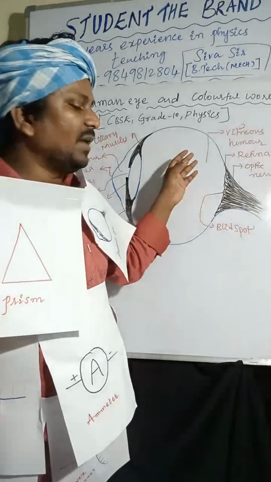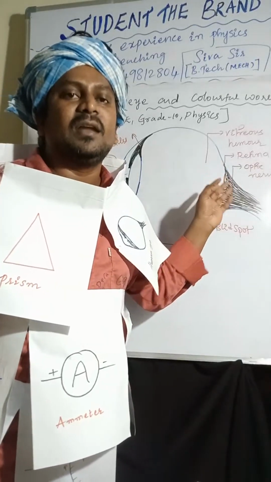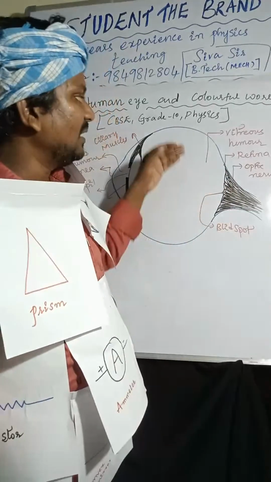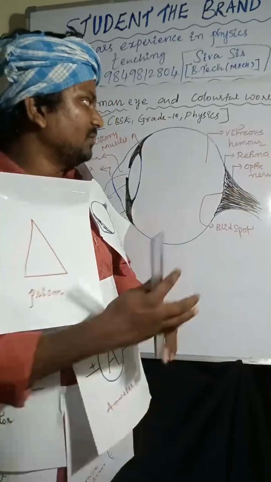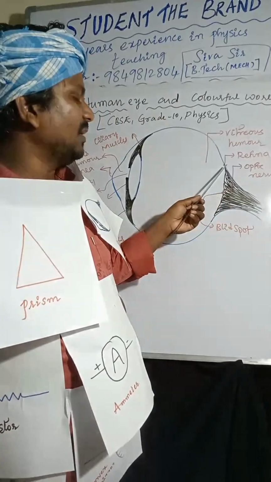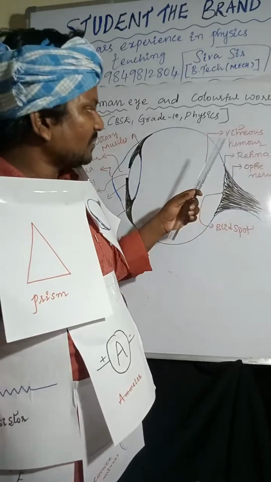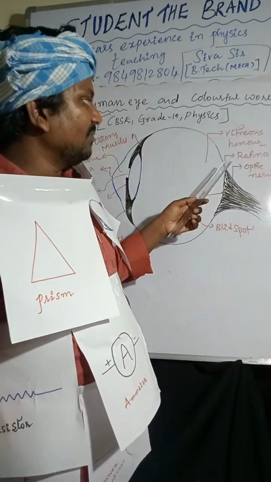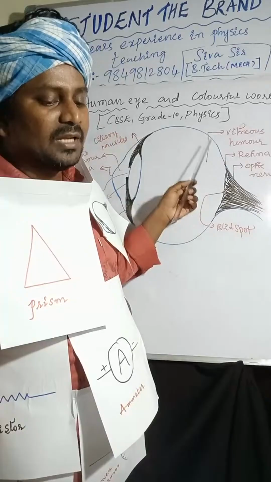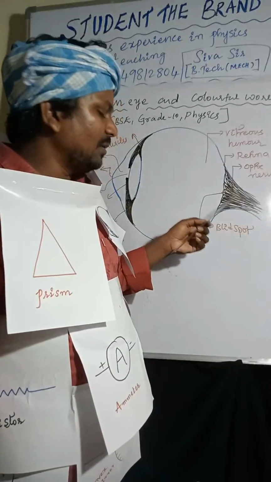Whatever image is forming at the retina will convert into electrical signals, and that will reach the brain through the optic nerve. Through the optic nerve only.